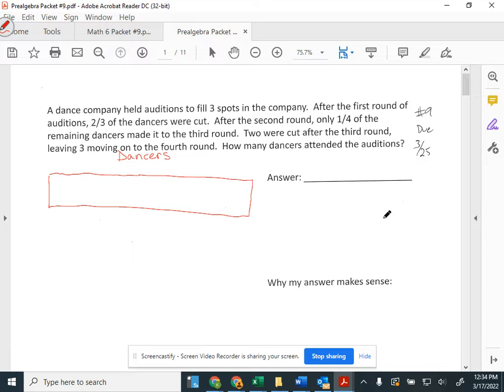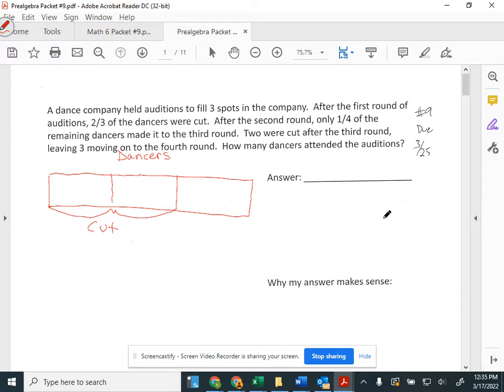How do you think I should break up my dancers if I know 2/3 are cut? Chase? You take out 2/3. I'm going to break it up into thirds. And I know that 2/3 are cut. Make sense so far? Yeah.